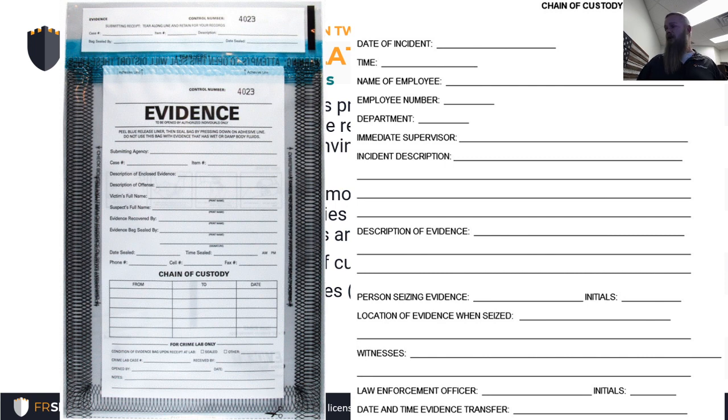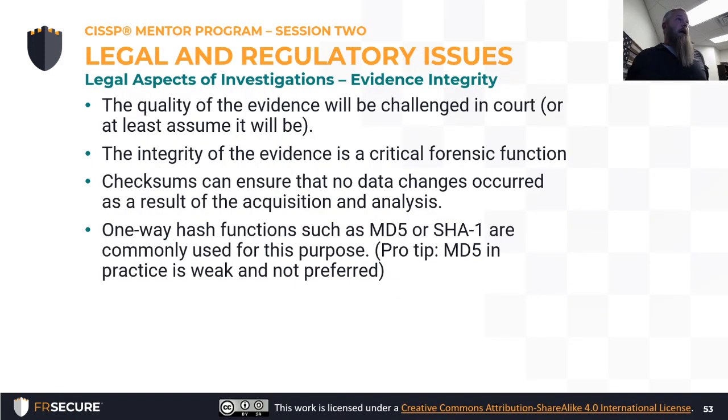And even if you're going to use an outside forensic firm, it's still a good idea to have that chain of custody form, because you may need to ship the system or the drive or the evidence to a third party. In that case, you'd attach a chain of custody form. Just a lot of reasons. So have a chain of custody form. Lots of templates, you can email me and I'll give you a template for it. Really important. All right, evidence integrity. The quality of the evidence will be challenged in court.